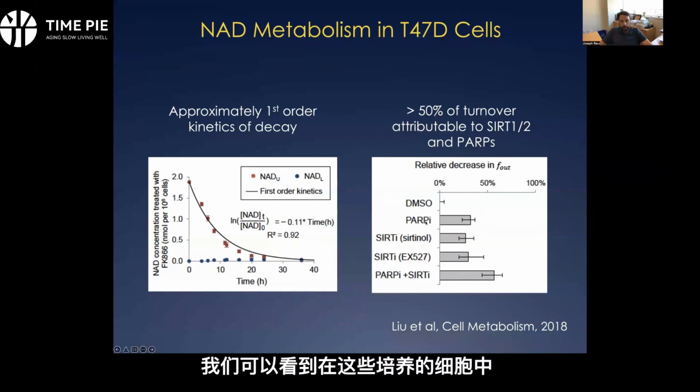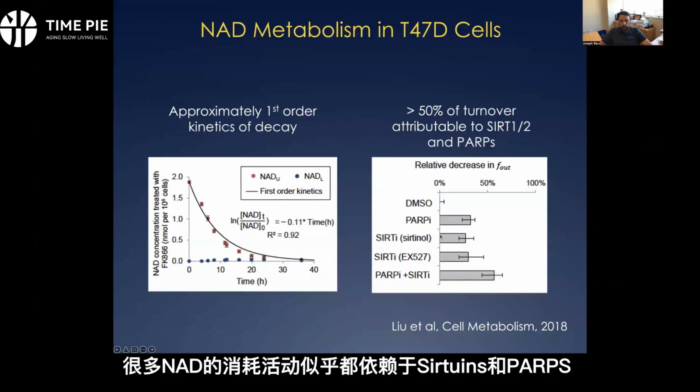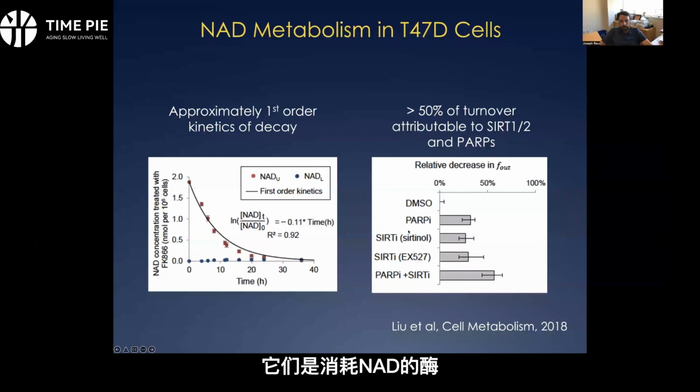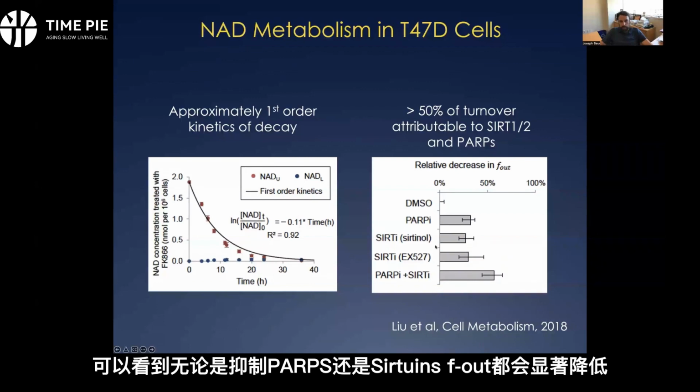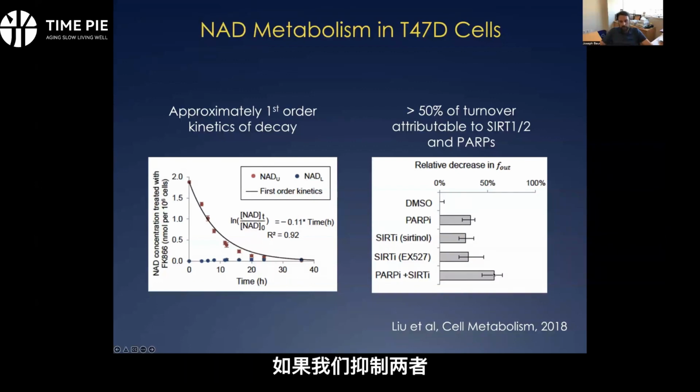On the right, we can show that in these cultured cells, which were a breast cancer-derived cell line called T47D, a lot of the consumer activity seems to be dependent on sirtuins and PARPs, which are some of the well-known consumers, because we can inhibit either one of those. And this F out is the turnover rate, essentially, of the NAD pool. And you can see it decreases pretty dramatically with either PARP or sirtuin inhibition, and about 60% of a decrease in that turnover rate if we inhibit both.